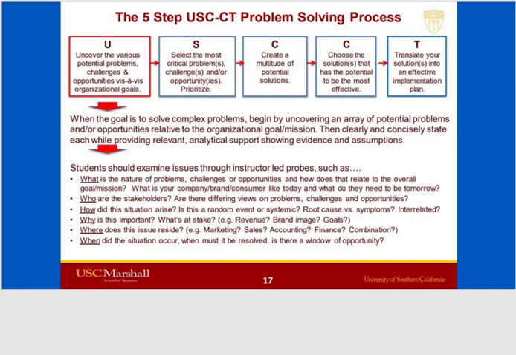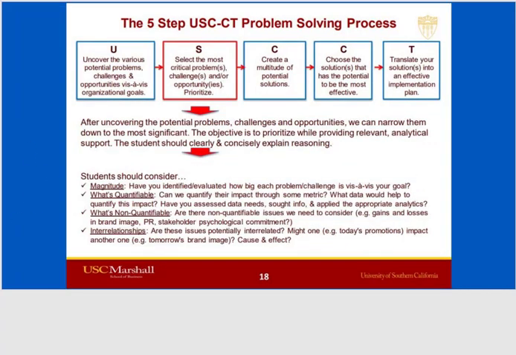So maybe from the point of view of a manager, corporate board, or employee, thinking about is there a window of opportunity to fix the situation, and then what are you going to do? The next thing you're going to do is thinking about what is our most critical problem, challenge, or opportunity. Here is where you need to prioritize. Thinking about how can I support this? How can I clearly and concisely explain my reasoning?